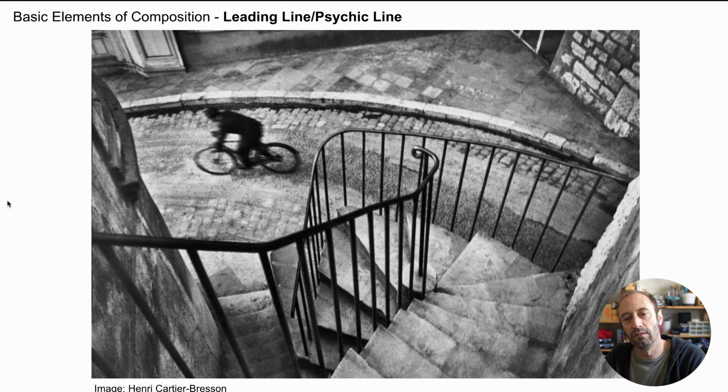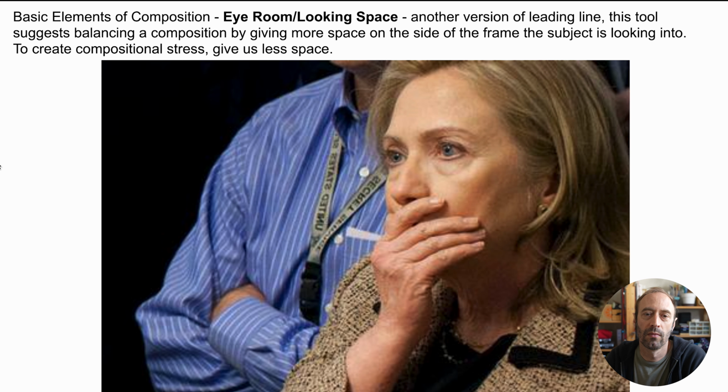Here's a great example of leading line. We follow the railing of the stairs down to the moving subject. Eye room, looking space, is another form of leading line, and you can utilize the space that a subject or a character is looking into, whether you want to give the composition more balance or less balance. Like if this was framed so the edge of the frame was here, that would introduce much more compositional stress than here. It feels more compositionally balanced, like we have a lot of space to see what she's looking into.